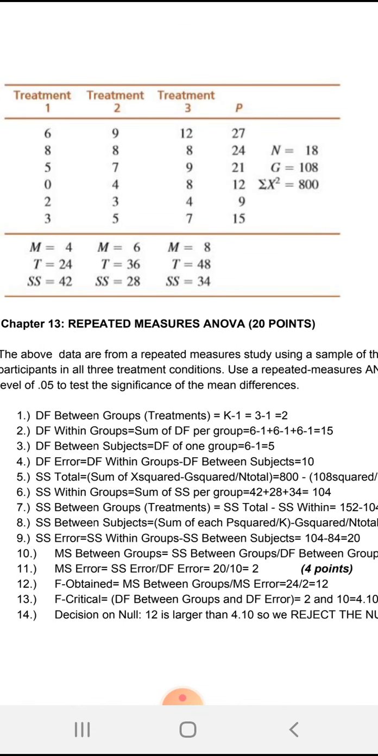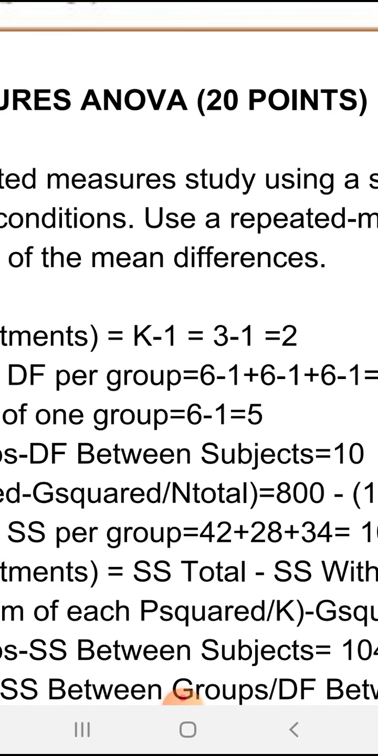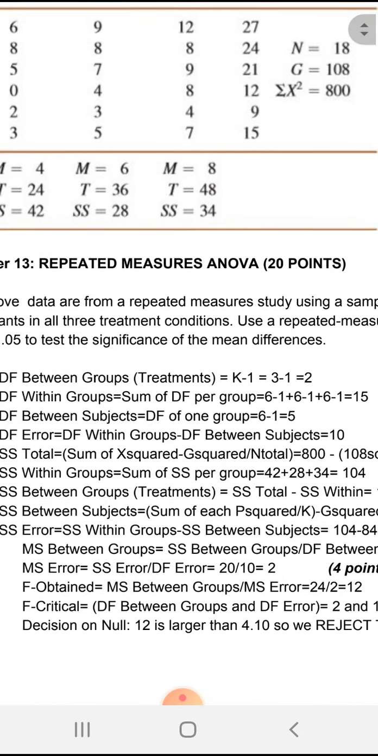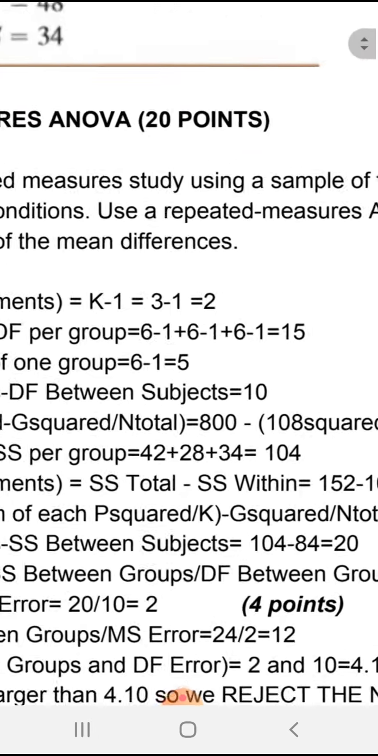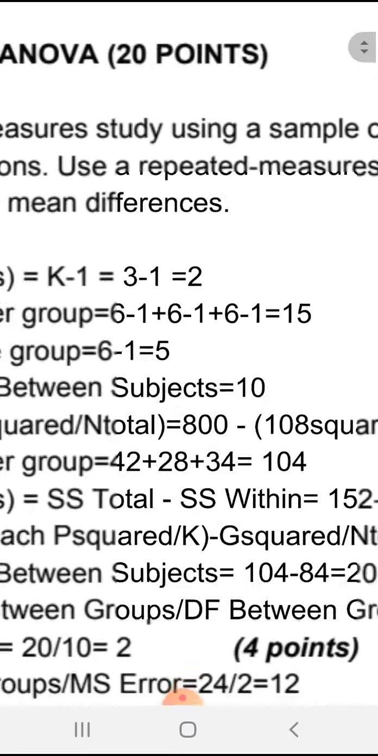Next is DF between subjects. Now this is the degrees of freedom of the subjects of just one group. So we're working with equal groups, so it works. And one group has 6 participants, so 6 minus 1 equals 5. Next step is you want DF error. And that's simply you take the DF within groups, which is 15, minus the DF between subjects, which is 5. 15 minus 5 is 10.